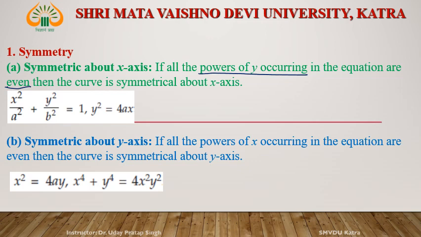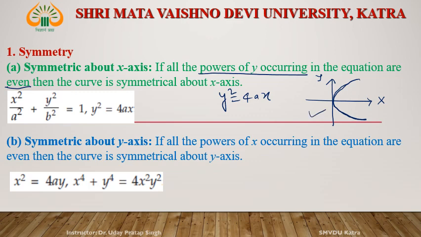See the example: y square is equal to 4ax. This curve is a parabola, and it is symmetric about the x-axis. It means the shape above the x-axis is the same as the shape below the x-axis.